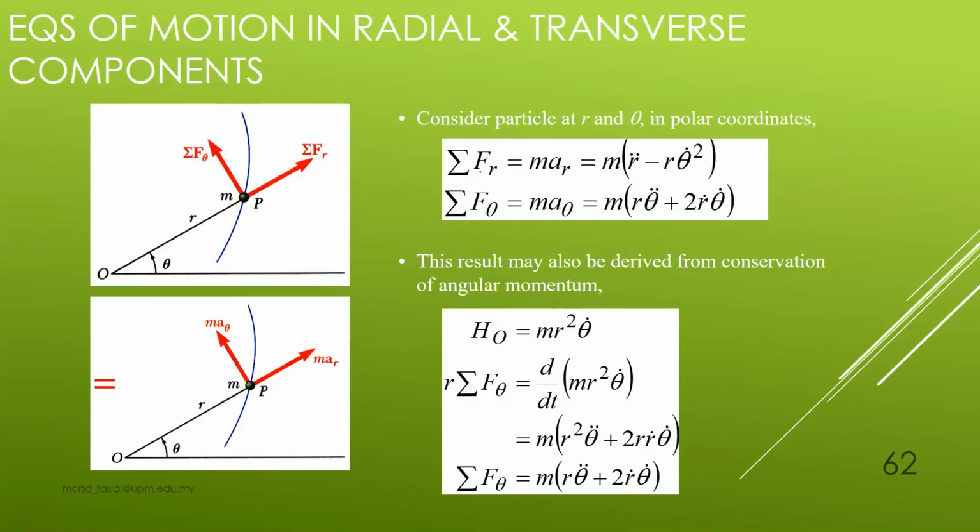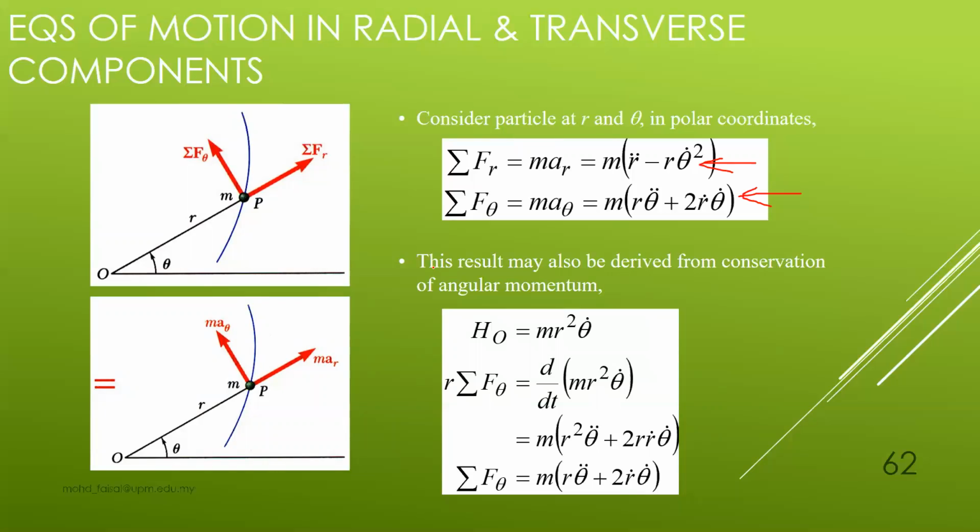Okay, summation of Fr is equal to m ar, which is equal to m times, in bracket, r double dot, which is the acceleration ar, minus r theta dot squared. This formulation, these two, we have looked at in our previous lecture on how to derive them.